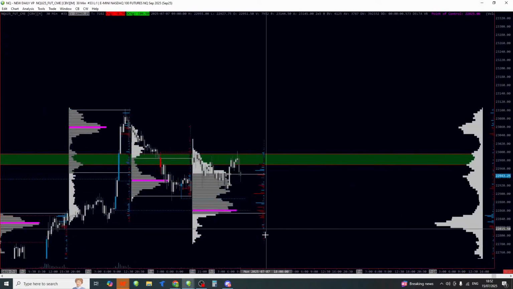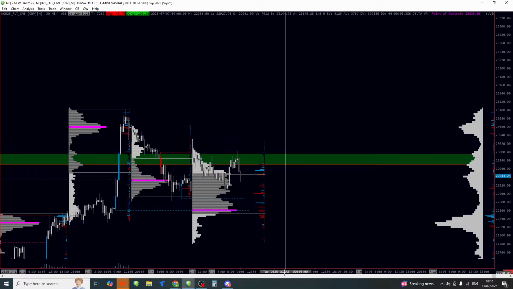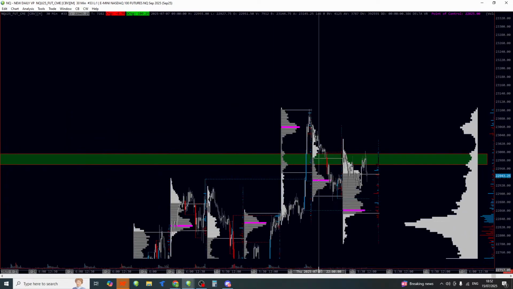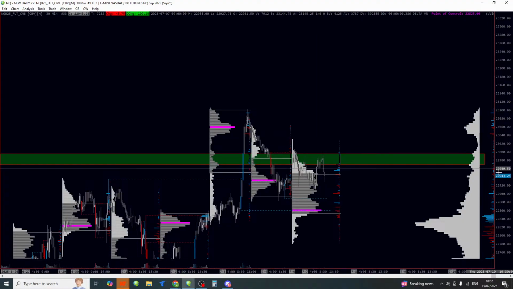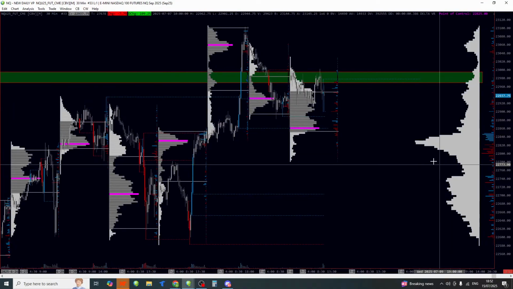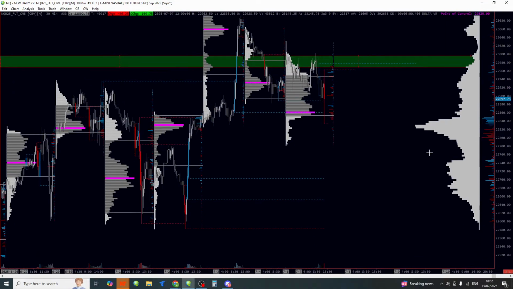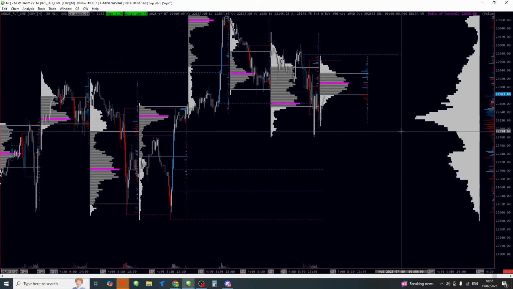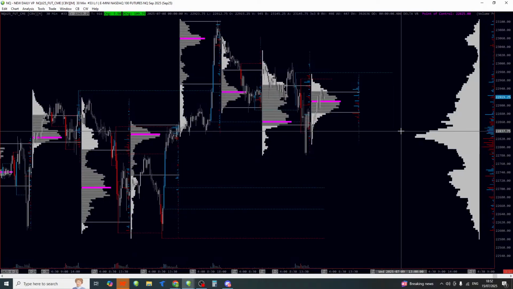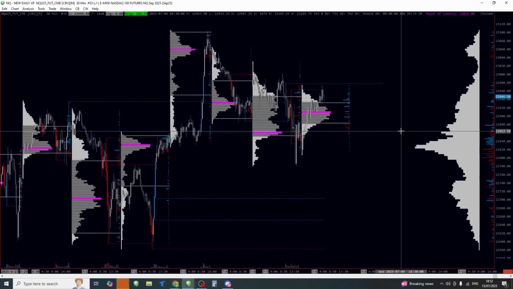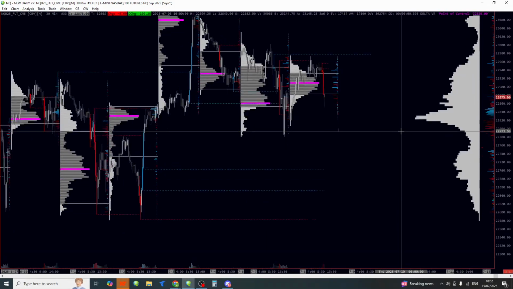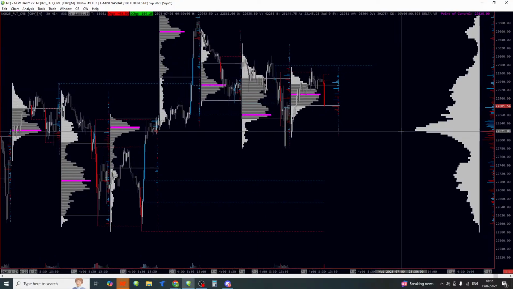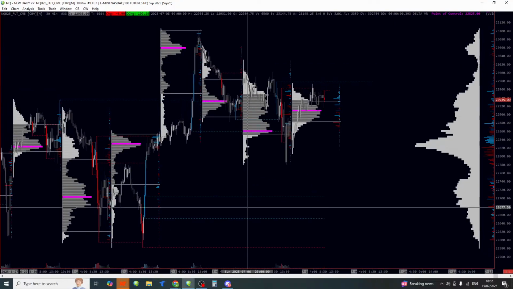Now, another very important aspect of volume profile, which we're going to talk about now, is acceptance and rejection, right? So the reason why this is important is because it tells you what price is most likely going to do. So this is going to be the last part for this session today, and then we'll be back next week, right?